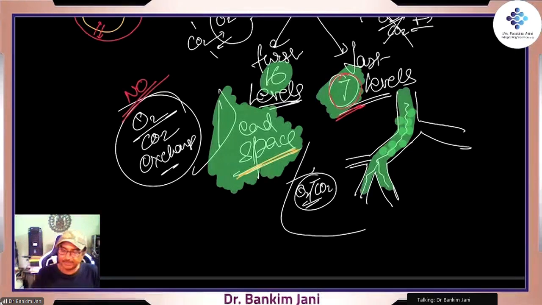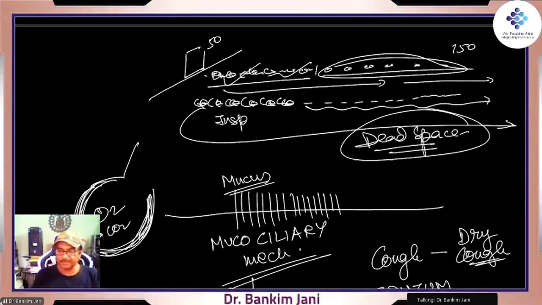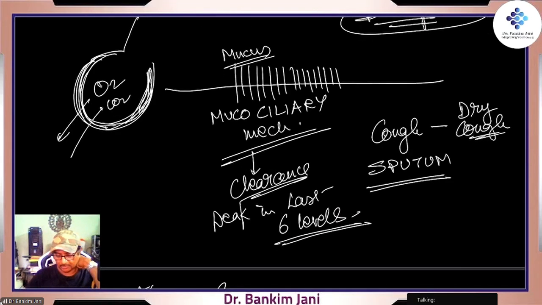Right. Over here, in these 7 layers, it occurs. So that's the explanation of the dead space, because they are just dividing, and there is no associated capillary. Okay.